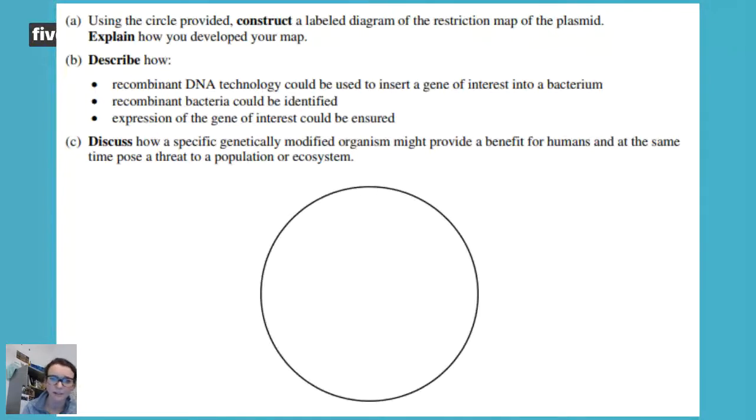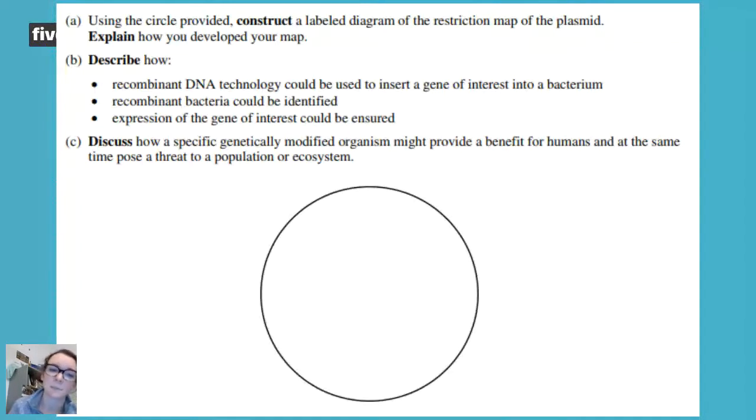So there's a lot of different things that you could have said here, because it's very broad. You need to propose some way that this is beneficial, right? So a genetically modified organism might provide a benefit for humans. Well, we could modify a bacteria to produce insulin for us, and that's beneficial for us. Or we could modify crops to be resistant to some sort of disease that they're frequently getting, so that they're not getting it anymore, and we have better crops, right?